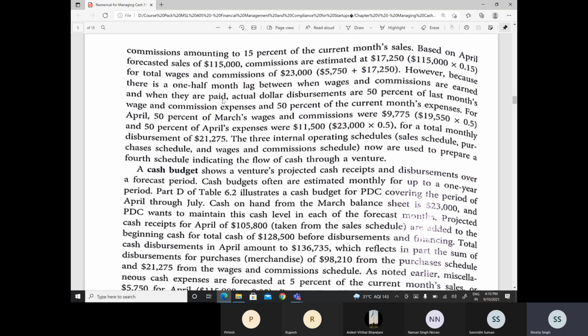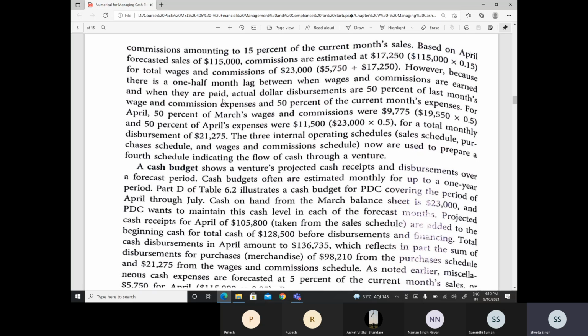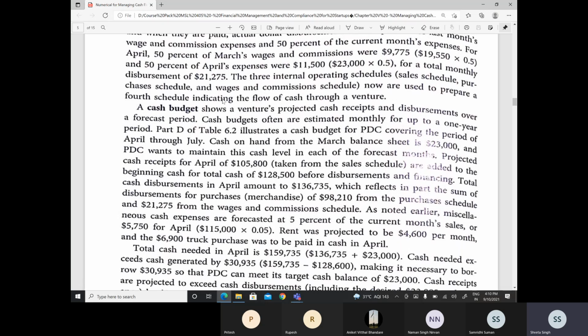However, because there is a 1/2 month lag between when wages and commissions are earned and when they are paid, actual dollar disbursements are 50% of last month's wage and commission expenses and 50% of the current month's expenses. For April, 50% of March's wages and commissions were 9,775 and 50% of April's expenses were 11,500 for a total monthly disbursement of 21,275.